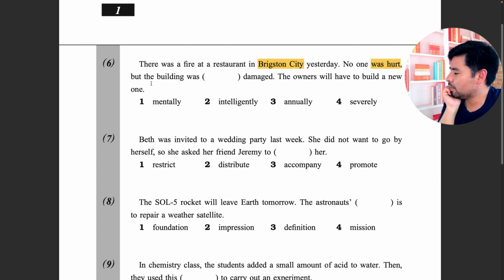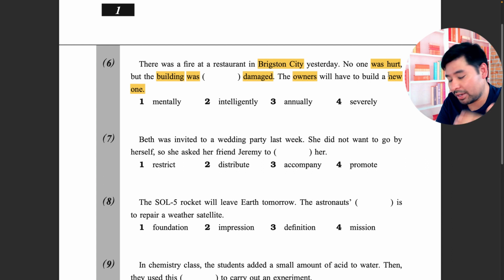Important, but the building was something. Do you know building? If you don't know building, check that. This is an important word. Damaged. So the owners, important word, will have to build a new one. A new one here, we use as a pronoun. A new building, that's the idea. So there was a fire. No one was hurt, I mean, no people hurt. But the building had what?